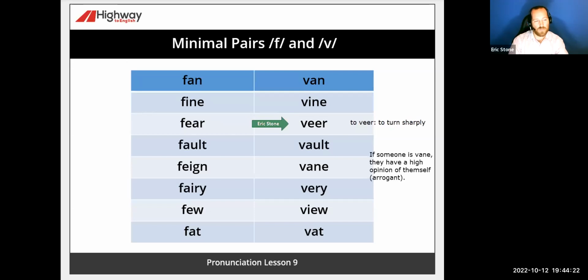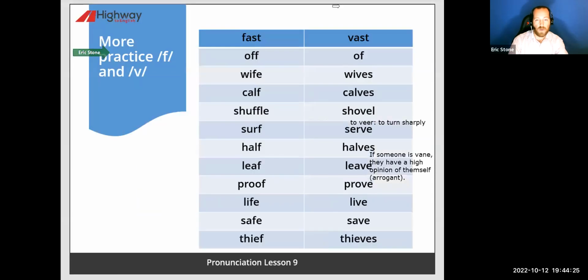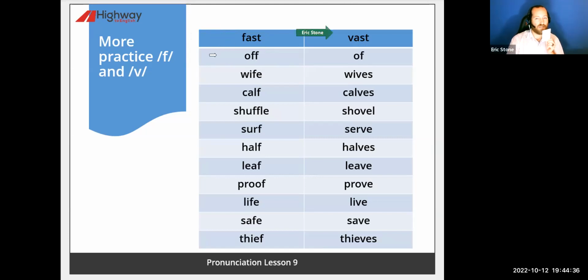Good. All right, so let's try some more practice with minimal pairs. Here we go. Please repeat after me. Fast, vast, off, of, wife, wives. It's voiced here. Wives. This is combining what we did before, right? And in this word, you have a silent L actually. So you don't need to say the letter L there.